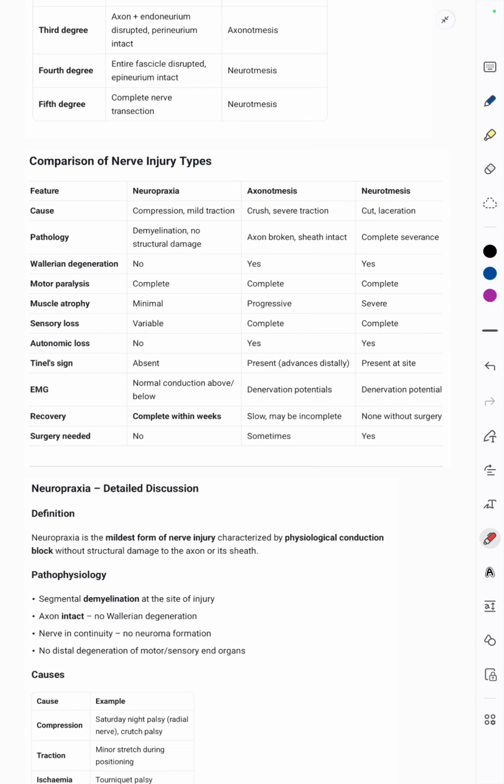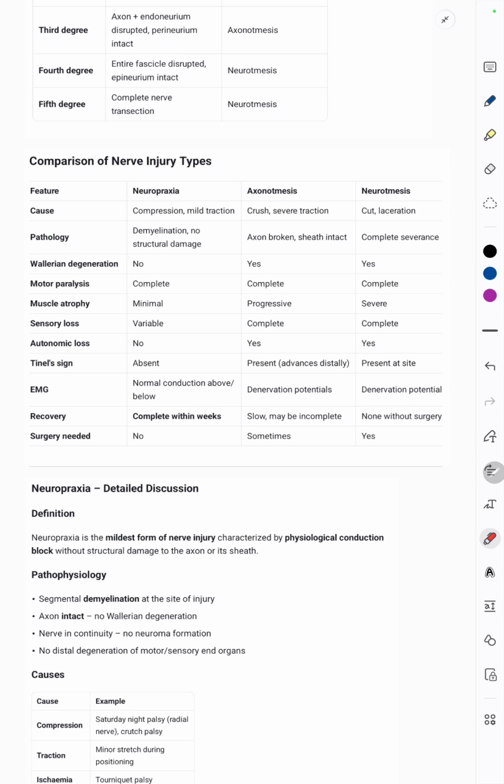Then the motor paralysis. Motor paralysis is complete in all three. Muscle atrophy is minimal in neuropraxia. It is severe in case of neurotmesis. Autonomic loss is not present in neuropraxia. It is present in axonotmesis and neurotmesis. Tinel sign is absent in neuropraxia. It is present in axonotmesis and neurotmesis. In EMG, the nerve conduction is normal here, and in axonotmesis and neurotmesis, the denervation potentials can be seen.